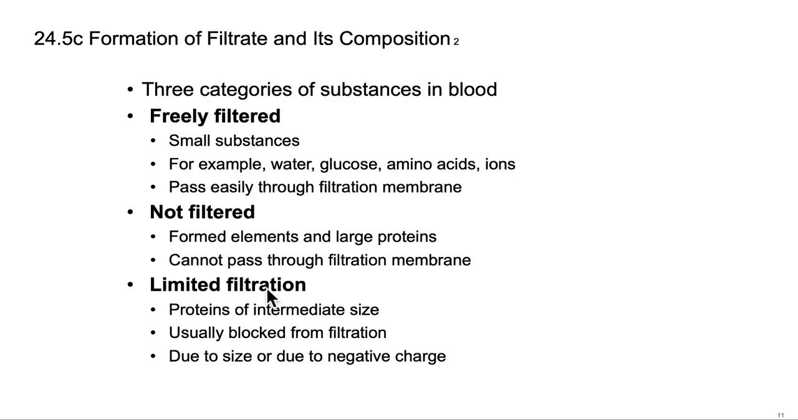So freely filtered, these are small things: water, glucose, amino acids, ions. Really small substances. They go through the fenestrations, they pass through the basement membrane, they go through the filtration slits, no problem. Anything that is much larger, large proteins, any of our formed elements, red blood cells, white blood cells, those are not being filtered. And then limited filtration, think medium-sized proteins that could potentially pass through, usually not, but they could, due to their size or due to their electrical charge.